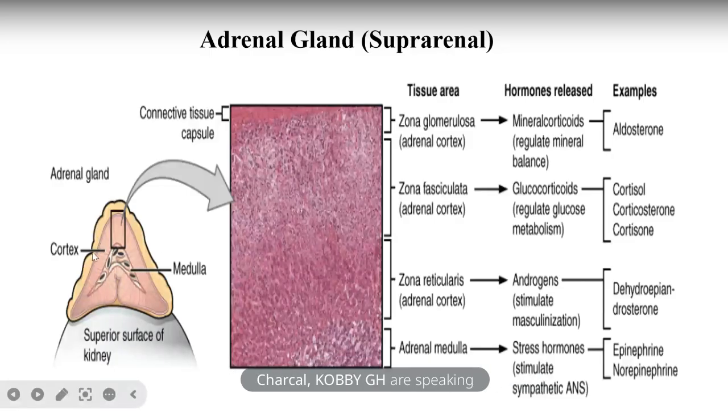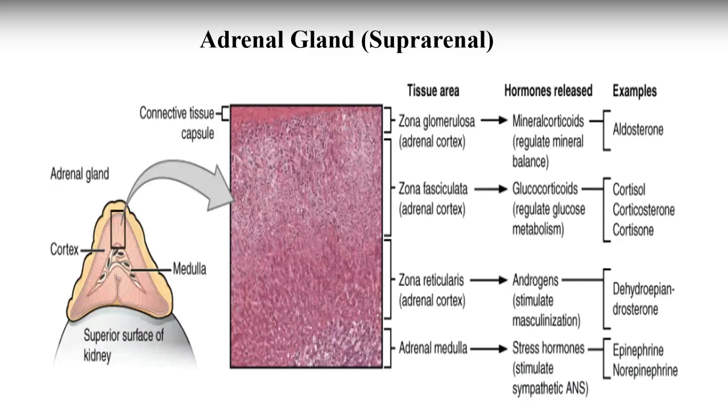What is the name given to the innermost portion of the adrenal gland? Adrenal medulla. What is the name given to the outermost portion of the adrenal gland? Adrenal cortex. So practically, the adrenal gland has two regions: the innermost region, which is the adrenal medulla, and the outermost region, which is the adrenal cortex.